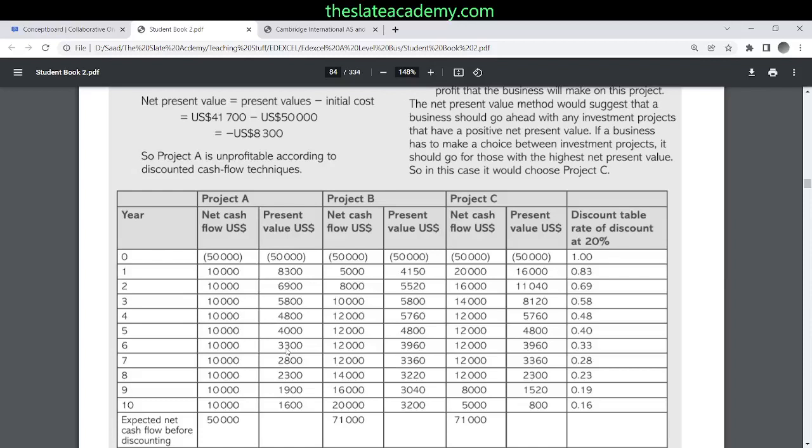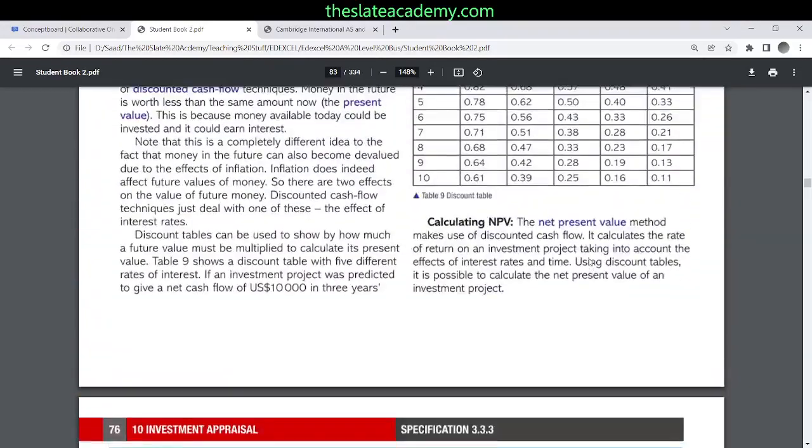For example, this 3300, how did I get it? I took this 10,000, I multiplied with year 6 discount factor of 20%, which is 0.33. So it becomes 3300. What is the discount table? Rate of discount at 20%. These are discount factors. This is the same 20% column copied over here.